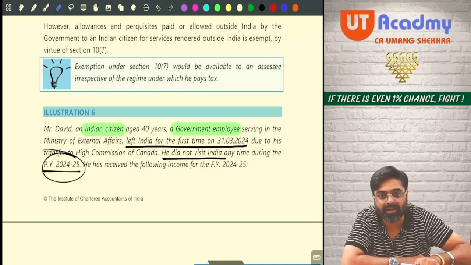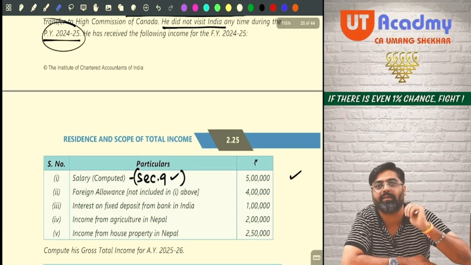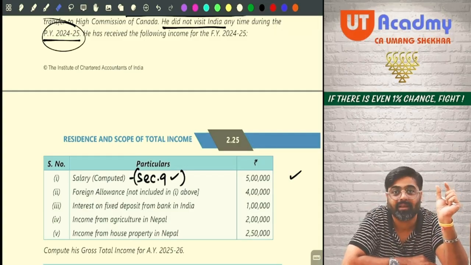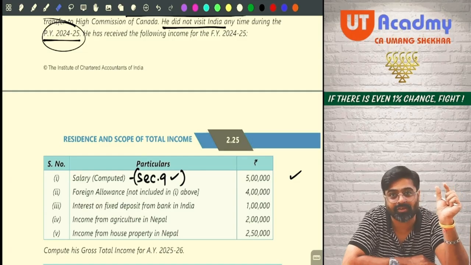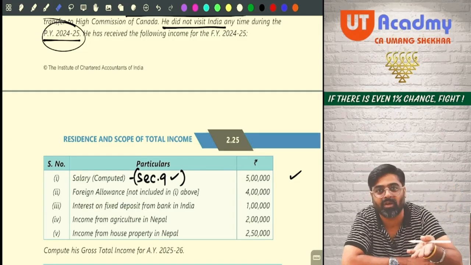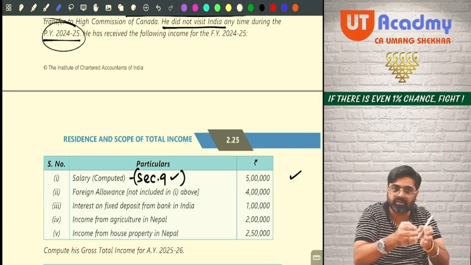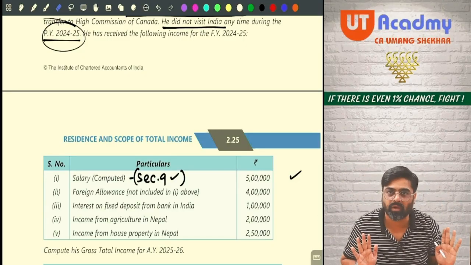Even if he is non-resident, this salary is taxable for him in India. So we will not consider all the 3 ticks. We will consider the last tick. Last tick stands for non-resident, and his status also is non-resident. So considering the fact that he is a non-resident, we are supposed to say whether these incomes are taxable for him in India or not.